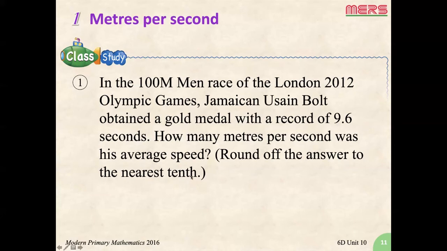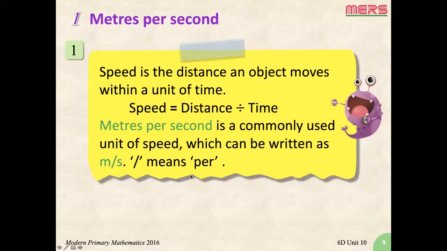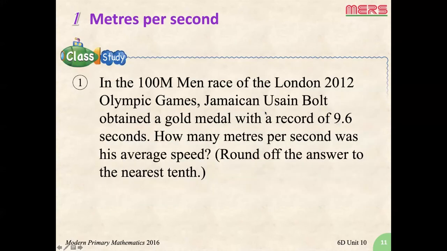So do you remember how to find the speed? Let's go back to this page. How to find speed? Any one of you can tell me. We have to find out 2 data in this question. We have to use distance divided by time. Okay, let's go back to Usain Bolt's example. So we have to use the distance, 100 meters, divided by the time that he finished the race, 9.6 seconds.